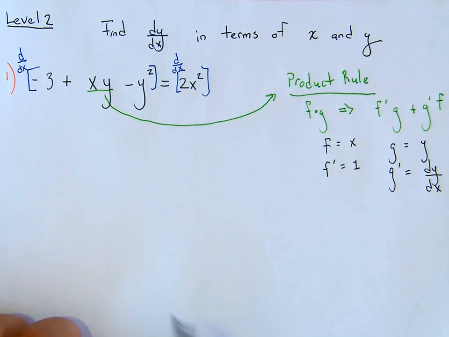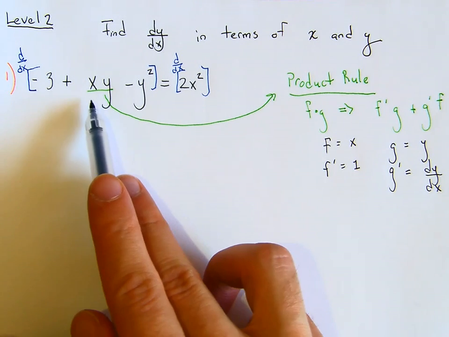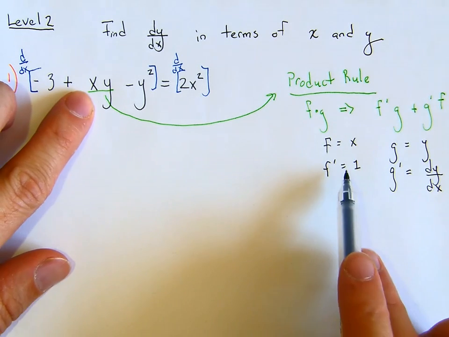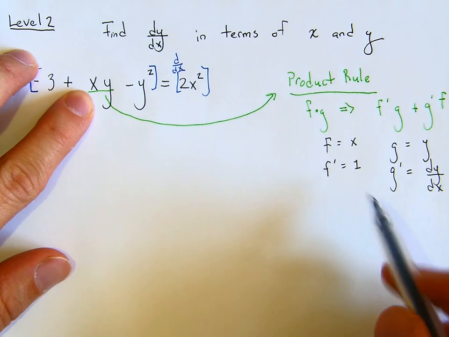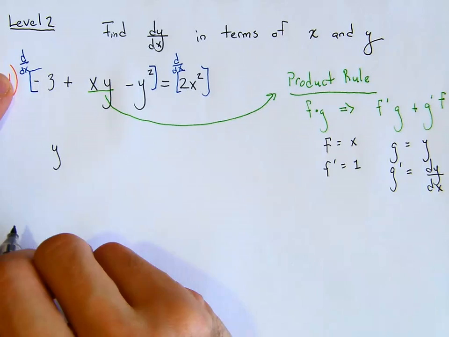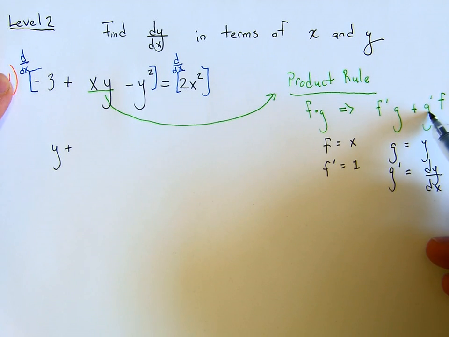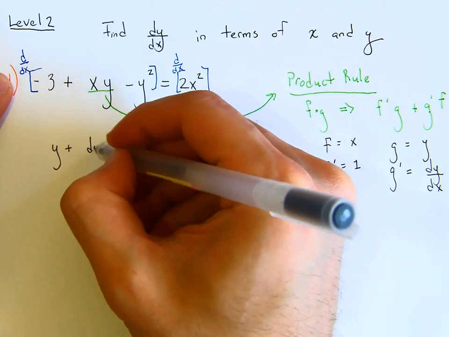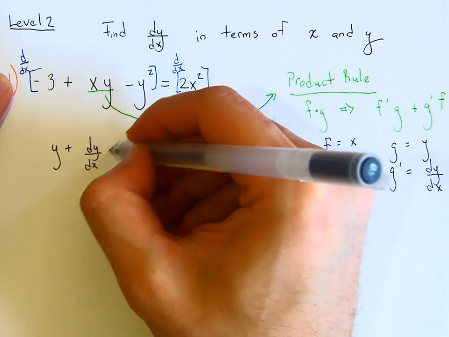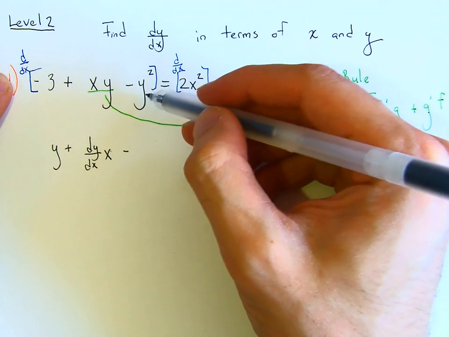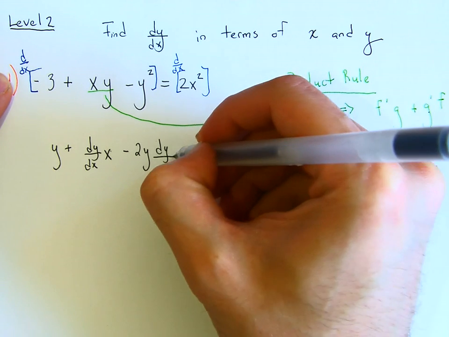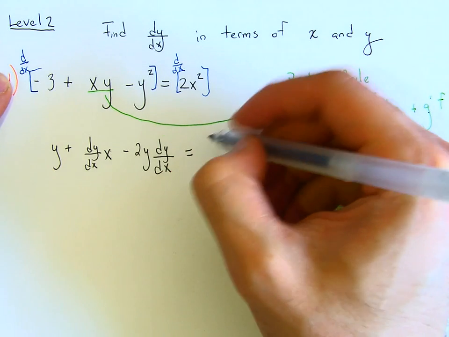So, now here, what do we need to do? We need to put the derivative of this xy. So it'll be f prime g. What is our f prime? It's 1. So it's 1 times, what is your g? Your g is y. So it's just y plus, now g prime, which is dy dx, times f. But what's f? F is x over here. Minus, now we need to take the derivative of y squared. So this would be -2y dy dx equals 4x.